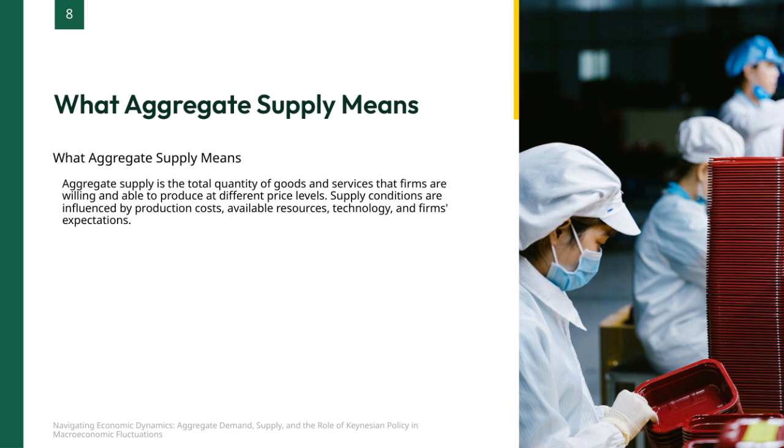Technological advancements can improve efficiency and increase supply. Lastly, the expectations that firms hold about the future, like anticipated demand or costs, can affect their willingness to produce more or less. All these elements together shape the overall supply side of the economy.